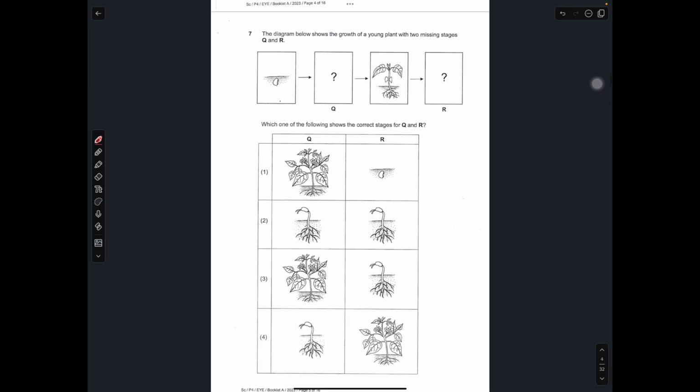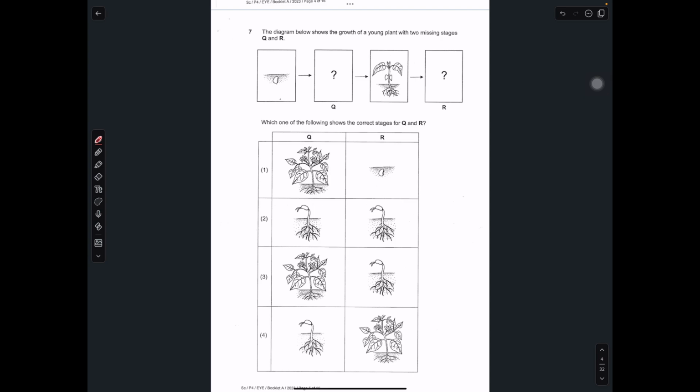Okay, so take a look at this whole diagram. The diagram below shows the growth of a young plant with 2 missing stages. Okay, what are the 2 over here? Okay, so you take a look. This is the seed. And in this process, this should be a young plant, with the seed leaves still attached. Okay, this is the seed leaf. If I may look at this diagram, this one should be the adult plant.